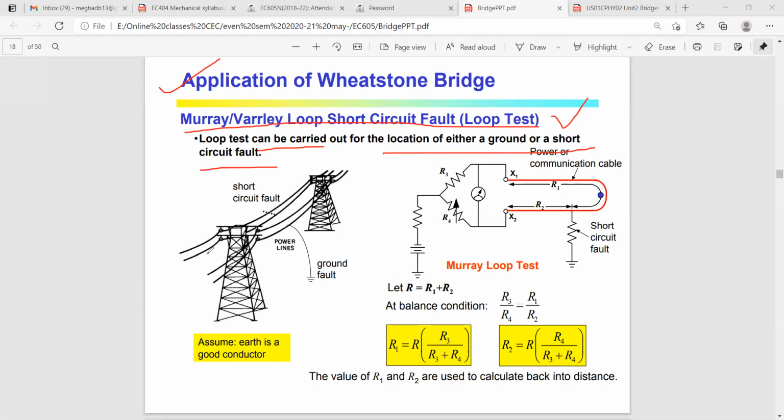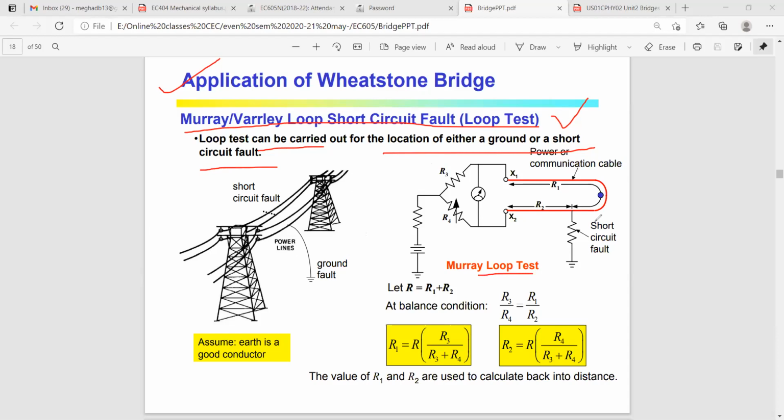So there, to detect the fault, sometimes we use Wheatstone bridge as a good device for doing the Murray loop test. So the word is Murray loop test. So you just remember that we can apply Wheatstone bridge in the Murray loop test for identifying the short circuit fault in a long transmission line. Okay, and in my PPT, I have shown how the circuit of the Murray loop test looks like.